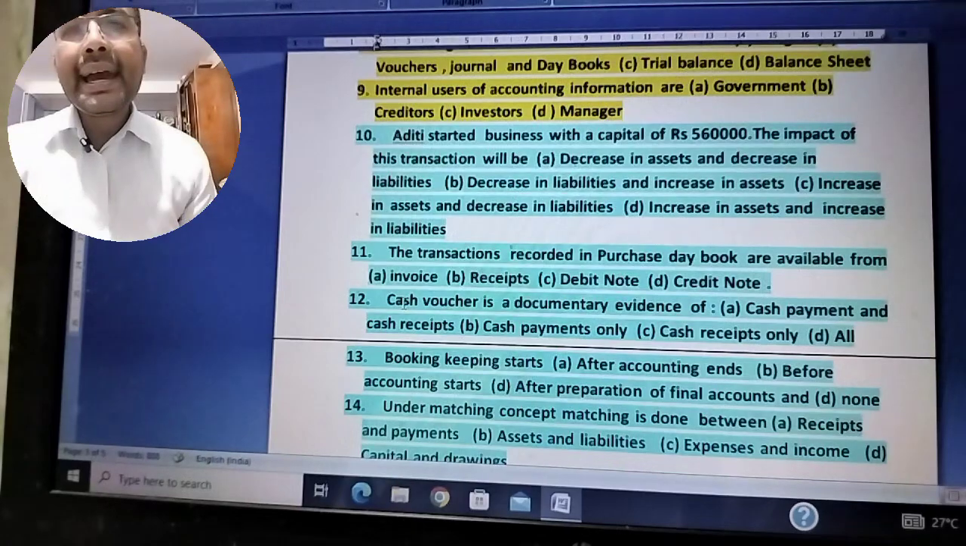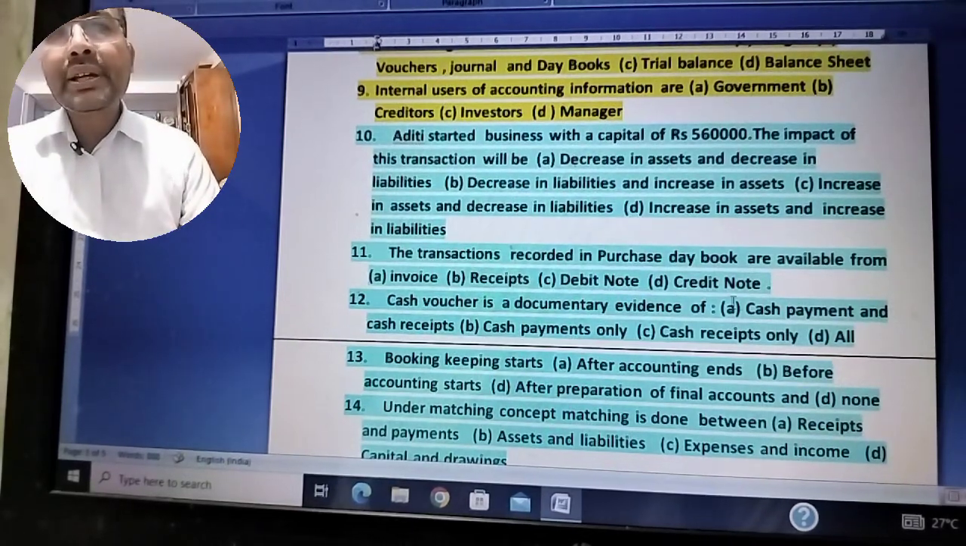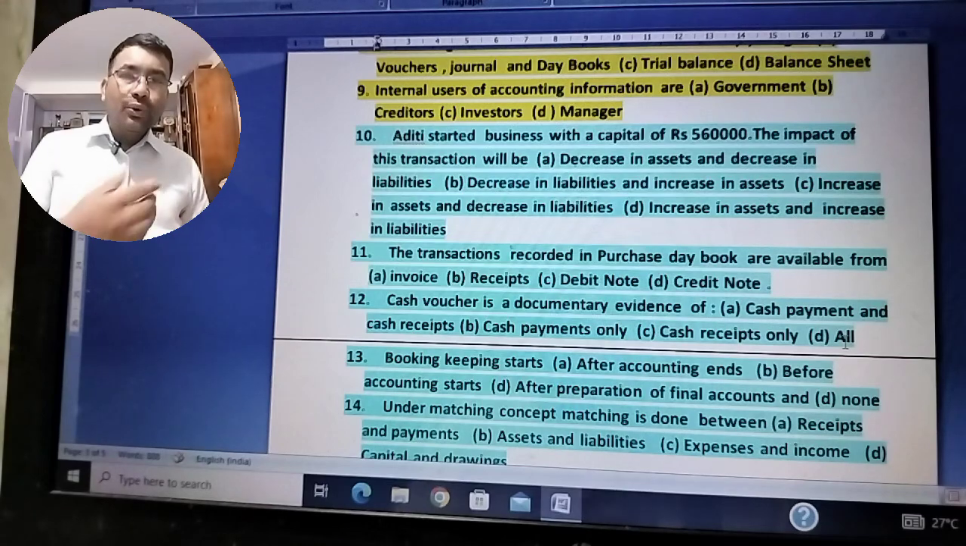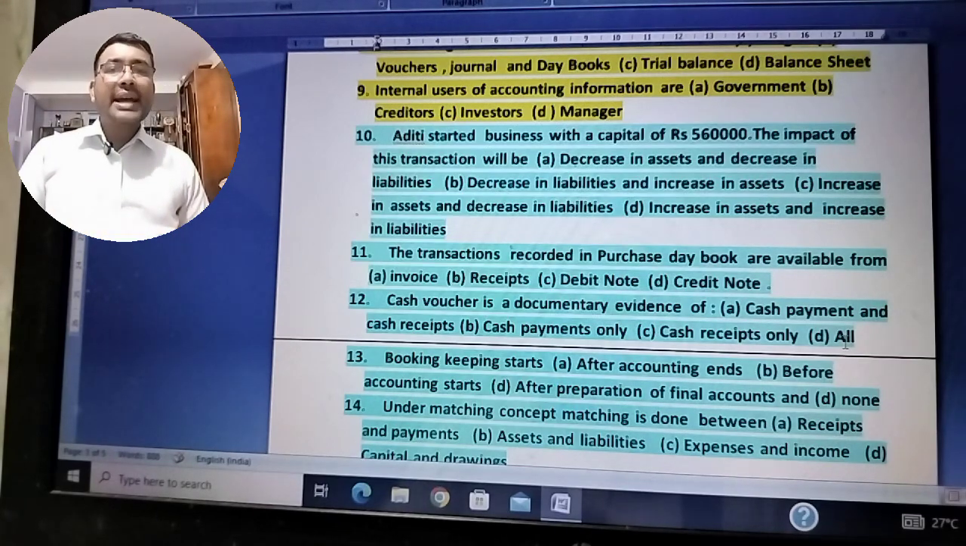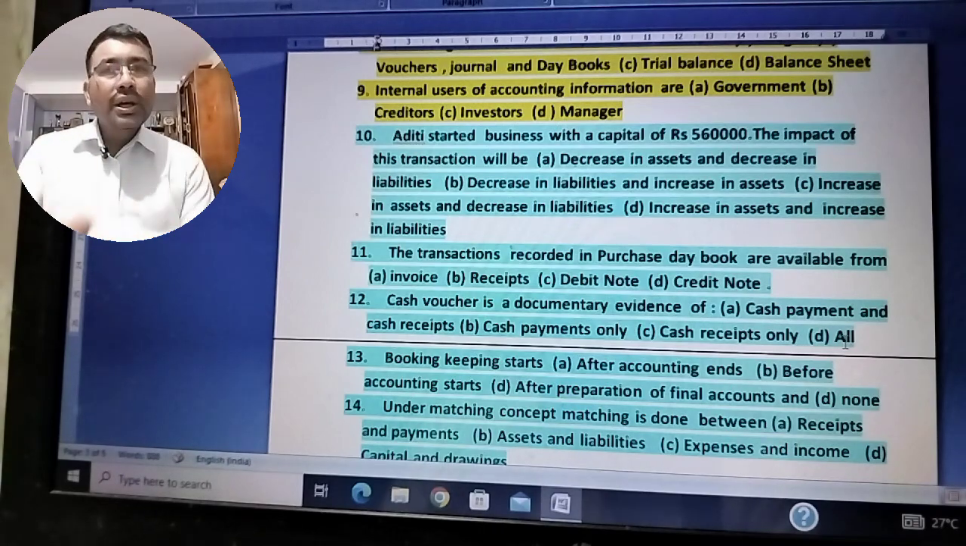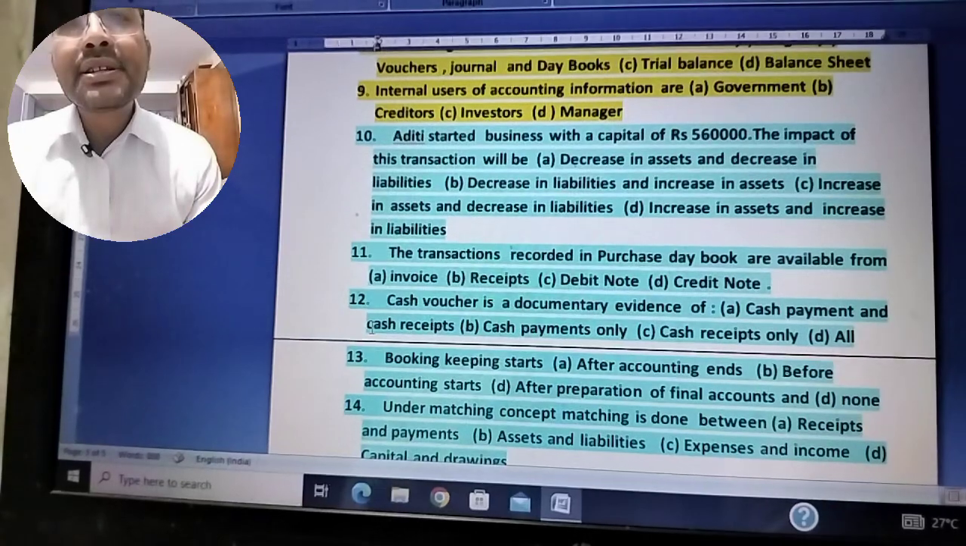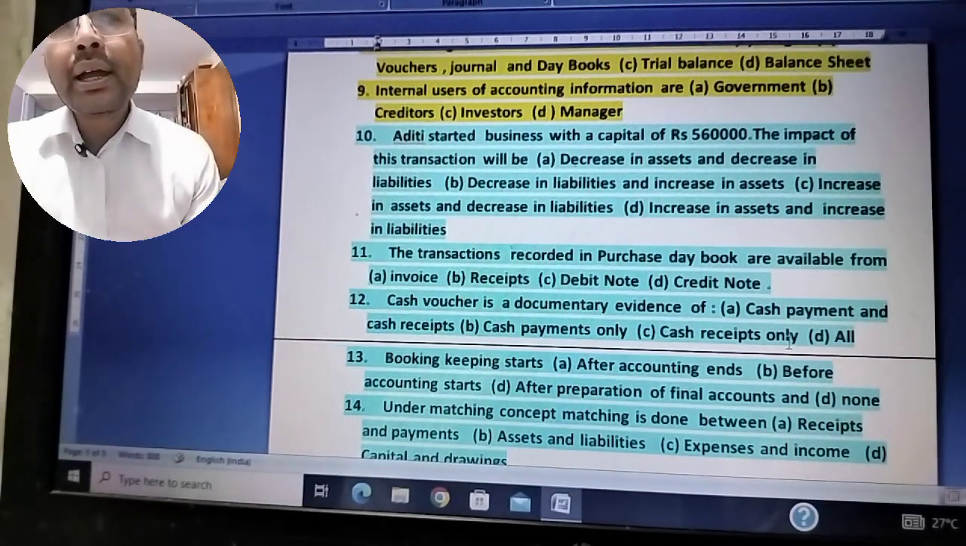Okay. Cash voucher is a documentary evidence of cash payment and cash receipt. Cash payment only, cash receipts only, or all? See, cash voucher is issued when you purchase goods in cash or when you sell goods on cash. So cash voucher is a documentary evidence of both cash payment and cash receipt. So the right answer of question number 12 is A, cash payment and cash receipts.